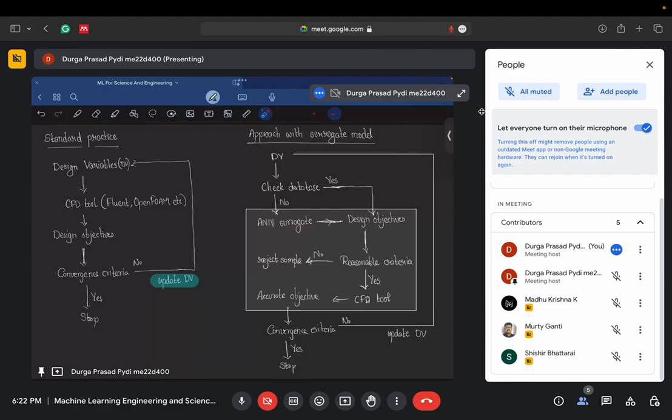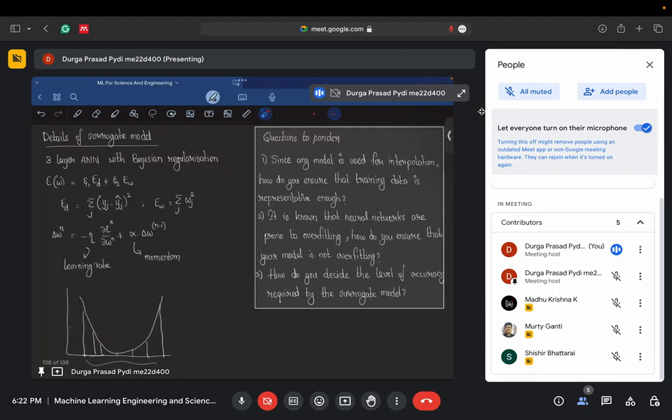By how much is something that we actually decide through a hyperparameter. In the same way, this surrogate model will only give you the right direction for your optimization algorithm. So in order to give the right direction, you need not be very accurate. Even a lower accuracy can actually be useful sometimes.